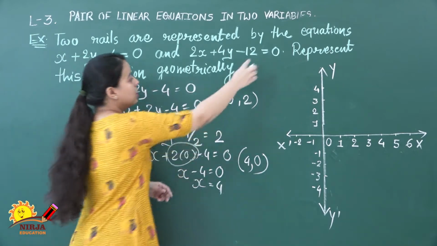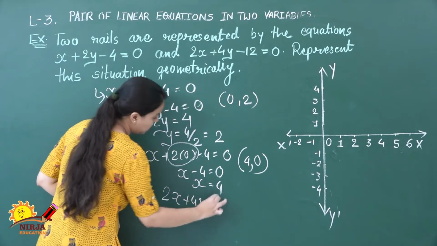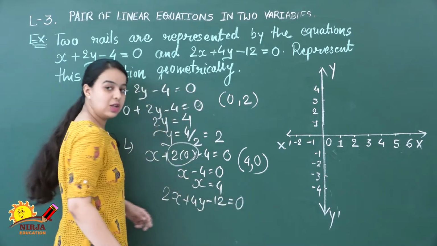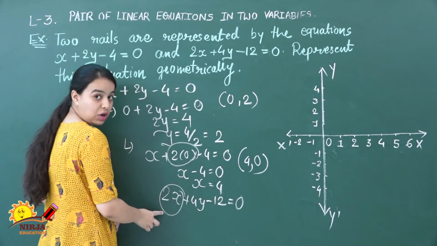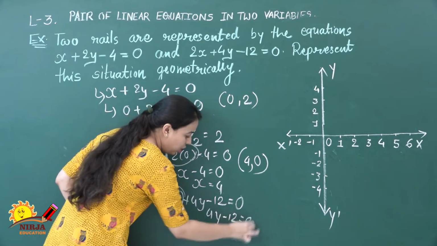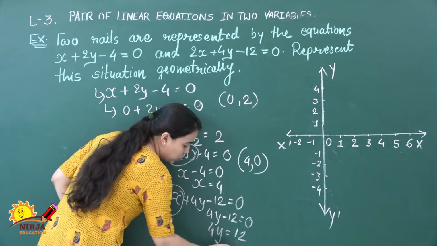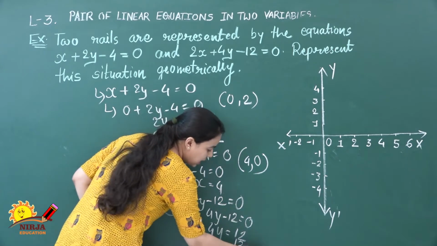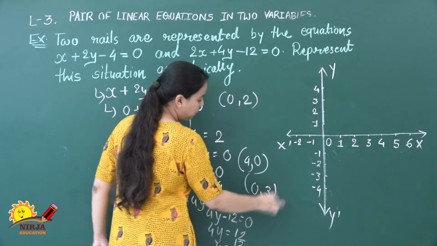Now let's solve the second equation. It is 2x plus 4y minus 12 equal to 0. Here also first we are going to put x as 0. That means this term is going to turn to 0. What is left? 4y minus 12 is equal to 0. 4y is equal to 12. Y is equal to 12 divided by 4, which is 3. So the first point we got is 0, 3.